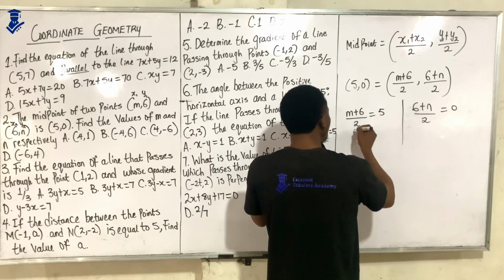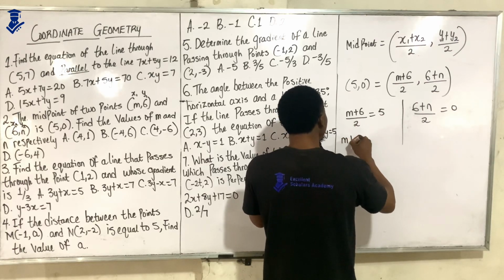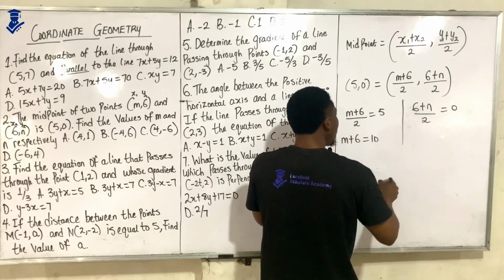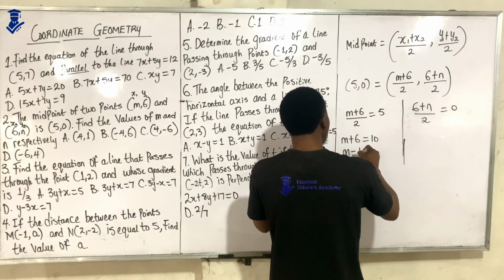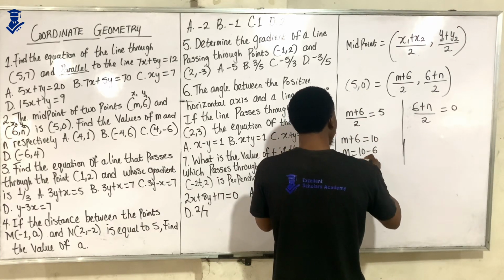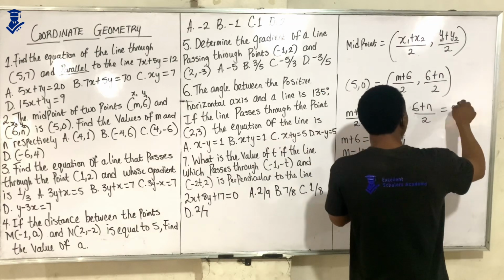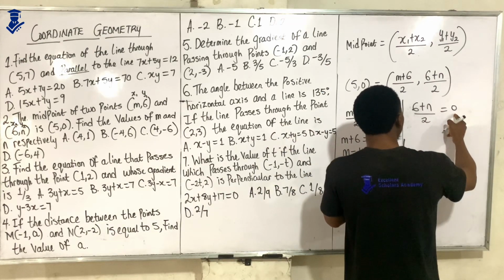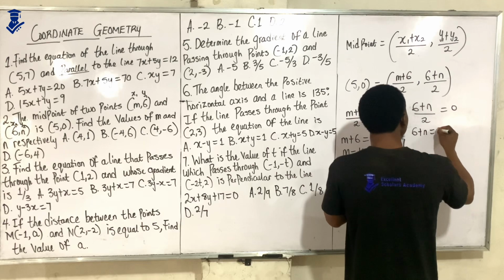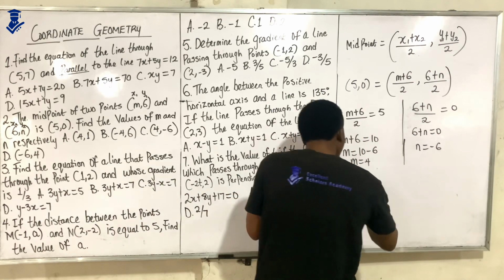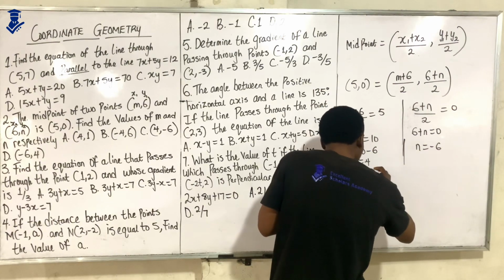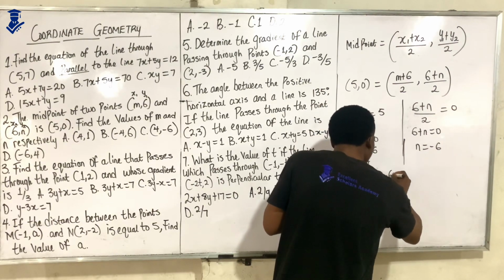We're going to cross multiply. When we cross multiply, it becomes m plus 6 is equal to 10. Alright? That's for this side. And then we finally have n is equal to 10 minus 6, and n is equal to 4. Now, we cross multiply here, 2 times 0 becomes 0, so we have 6 plus n is equal to 0. Take 6 across and you have n is equal to minus 6. Alright? So therefore, the values of m and n are simply 4, minus 6.